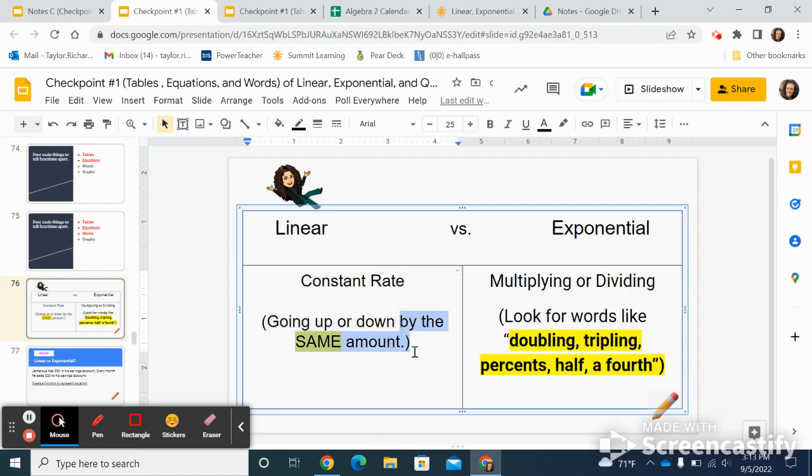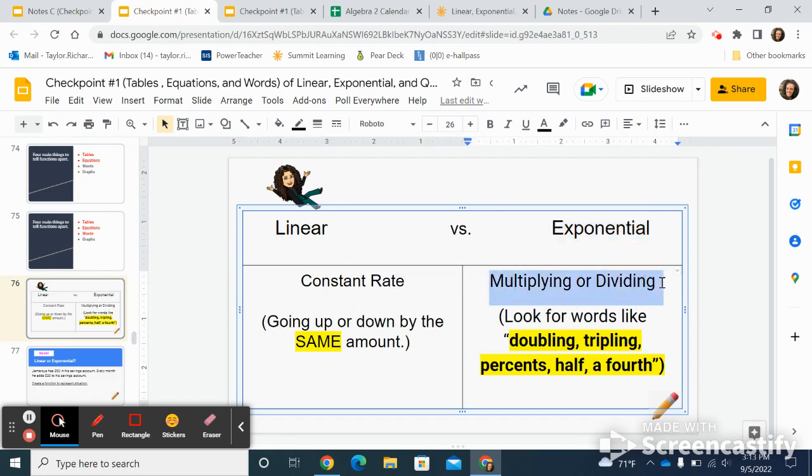So for example, I give you $1 every day. That would be linear because it's the same amount. Or maybe that would be going up, right? That'd be $1 every day. Or maybe I'm taking $1 away from you. You're paying me $1 every day. So it could be up or down, but again, the same amount, $1. Okay? And again, that's a linear word problem versus an exponential word problem is either multiplying or dividing.